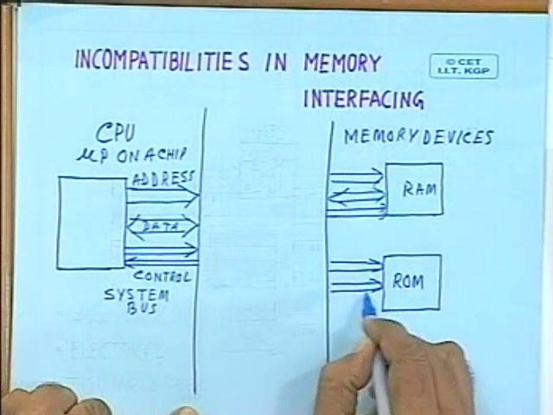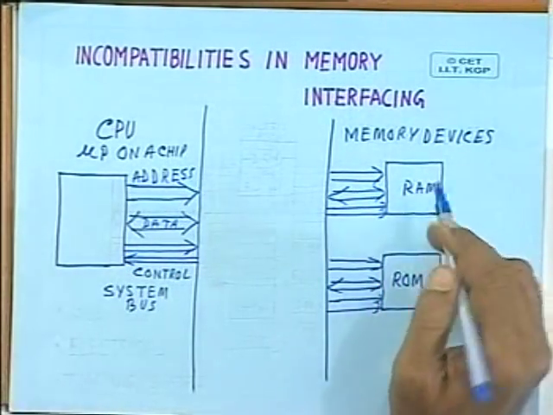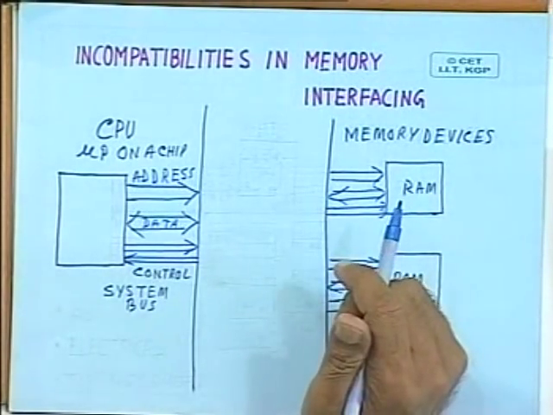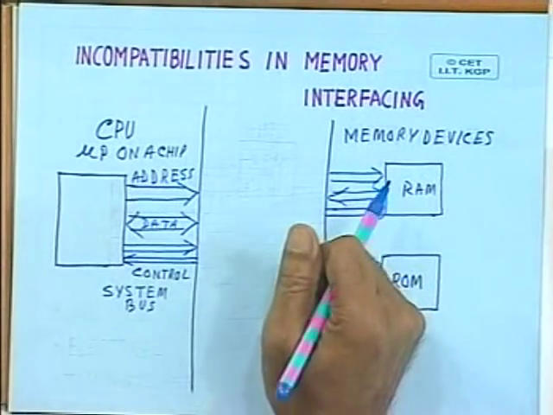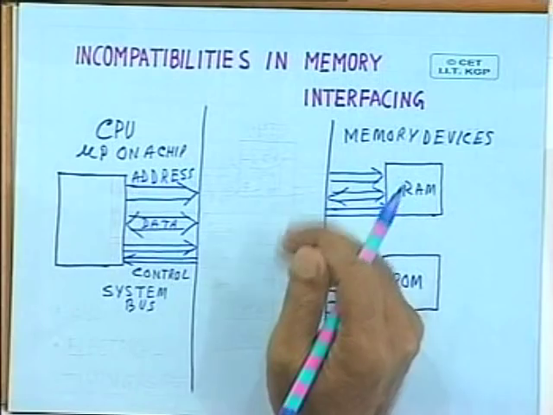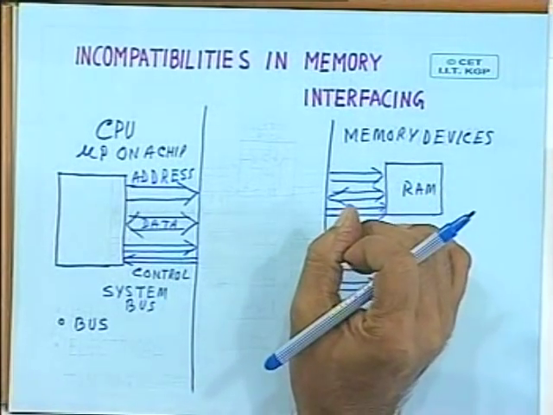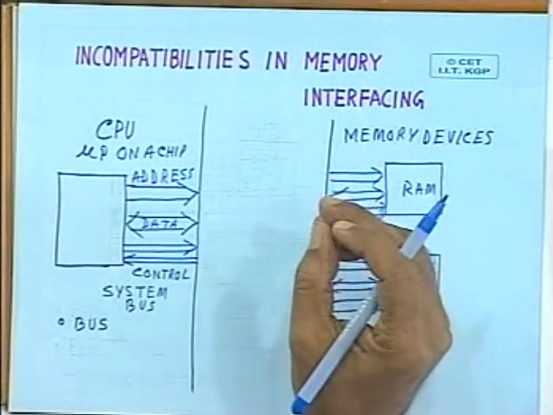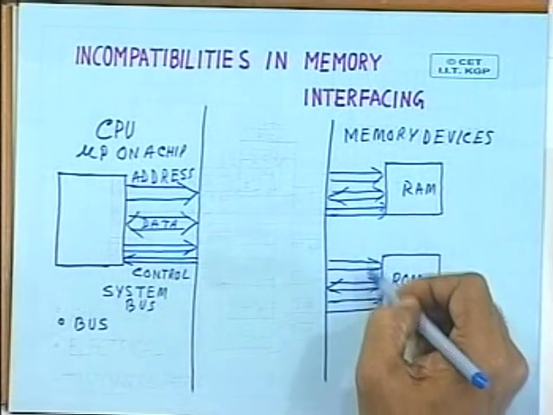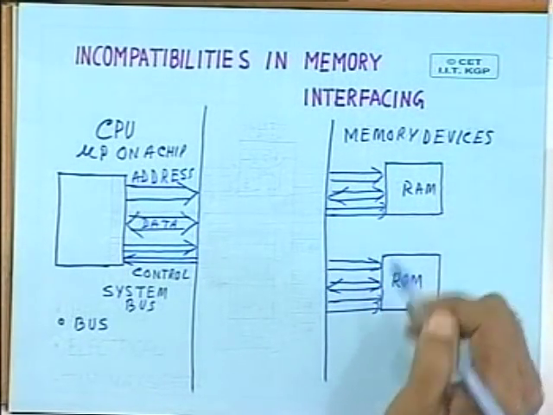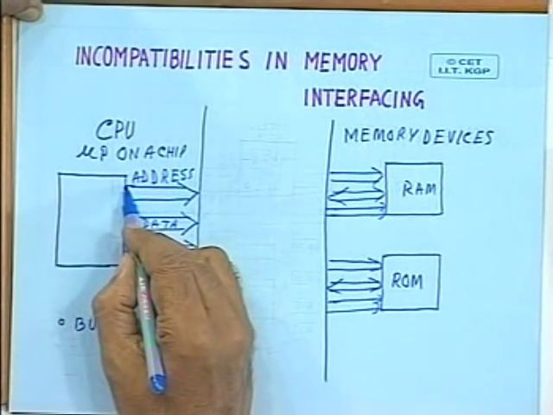But unfortunately, the signals which are generated by the CPU and signals which are required by the memory devices may not be identical. And this has led to some incompatibilities. What are the different types of incompatibilities that we shall discuss one after the other? Let us see what are the incompatibilities that exist. First of all, bus incompatibility. What do we mean by bus incompatibility? In bus incompatibility, you will see that the particular processor which is generating the system bus is not compatible with the bus of the different types of memory devices. So in such a case, how do you overcome that problem? First of all, let us see what are the different types of bus incompatibilities that exist.